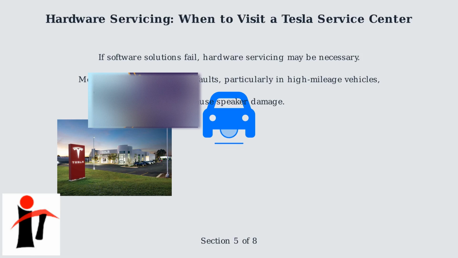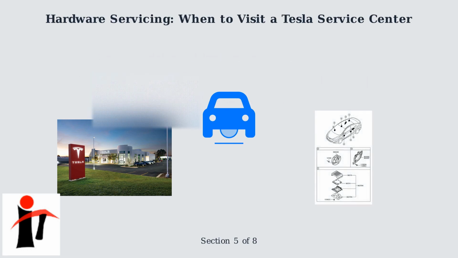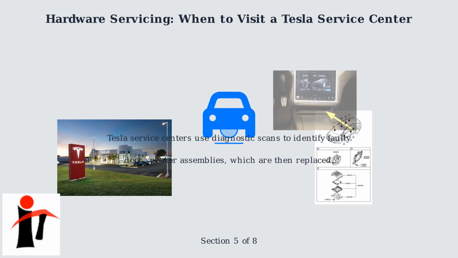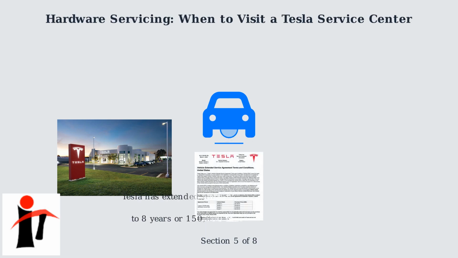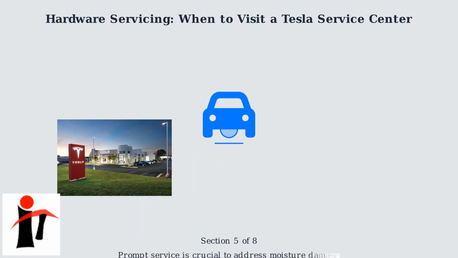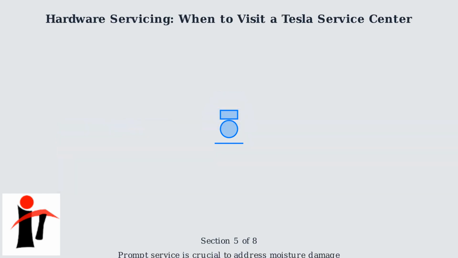Moisture ingress or wiring faults, particularly in high-mileage vehicles, can cause speaker damage. Tesla service centers use diagnostic scans to identify faulty door speaker assemblies, which are then replaced. Tesla has extended warranties on audio components to 8 years or 150,000 miles for certain models. Prompt service is crucial to address moisture damage and prevent further issues.